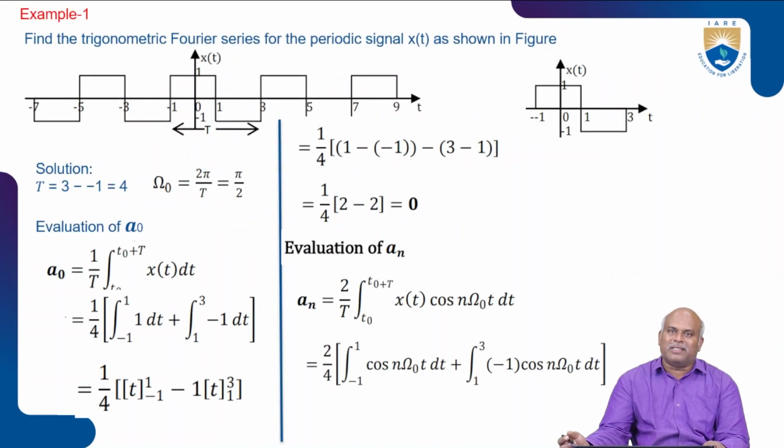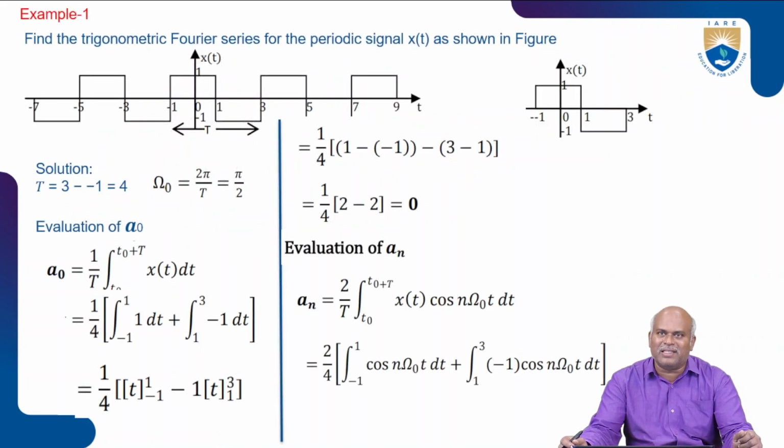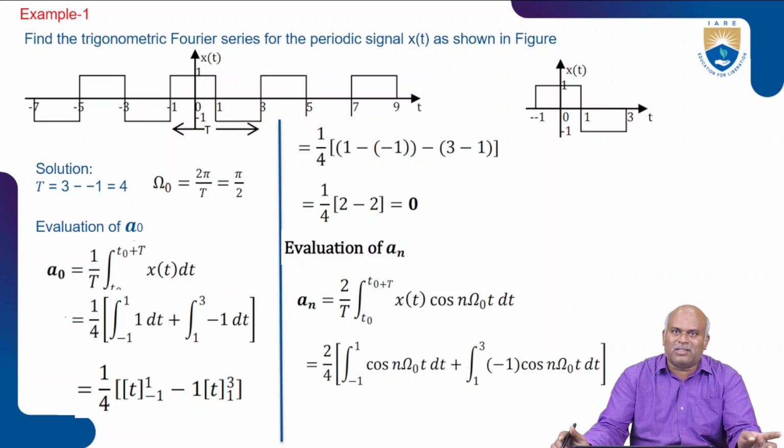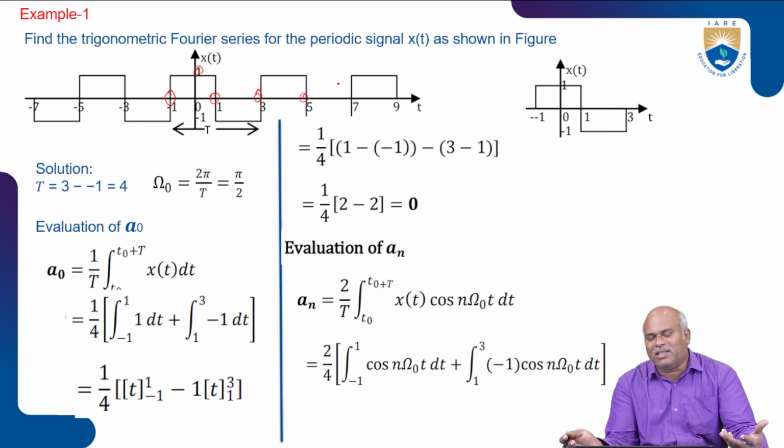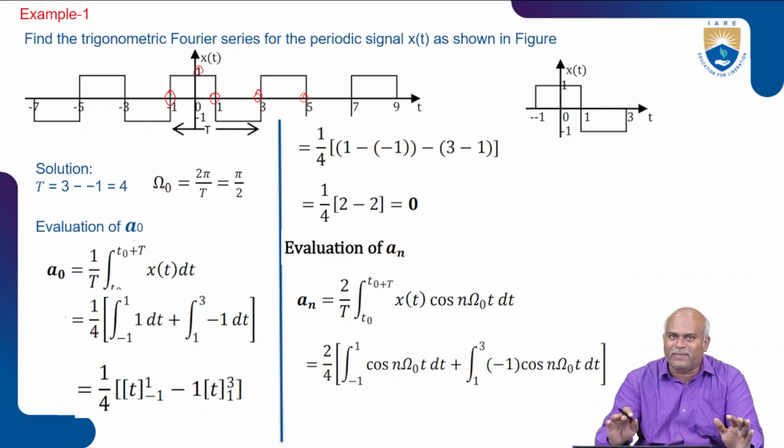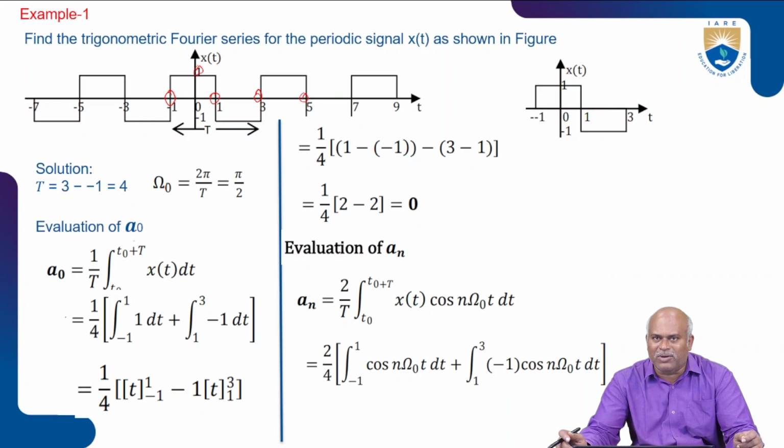Next, take some example. Find the trigonometric Fourier series for the periodic signal x of t as shown in the figure. Here I take a square wave. The square wave has amplitude equal to 1. One complete period is represented from minus 1 to plus 3, or you could take 1 to 5. Anything you may take, because the Fourier series is possible only for a periodic signal.